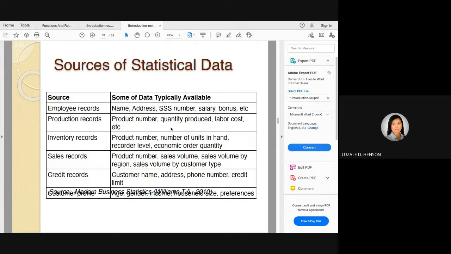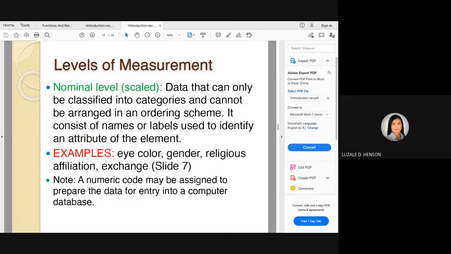Di magsisimula ka ulit from scratch. Bubuo ka na naman ulit ng panibagong topic. Gagawin na naman ulit ninyo yung formulation of research problems. Magre-research na naman kayo ng background of the study, yung related literature, and so on. It will cost you time and effort, kaya you need to really reflect if the data is accessible, or if you have a permission to obtain the data.